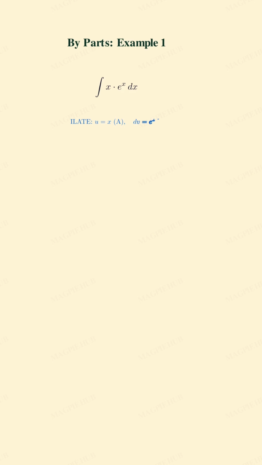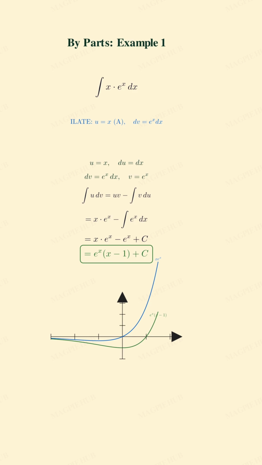Example 1, find the integral of x times e to the x dx. By ILATE, x is algebraic and e to the x is exponential, so we choose u equals x and dv equals e to the x dx. Then du equals dx and v equals e to the x, applying the formula x times e to the x minus the integral of e to the x dx. This gives us x e to the x minus e to the x plus c, which factors as e to the x times x minus 1 plus c. The graph confirms, the blue curve is x e to the x, and the green curve is its antiderivative.